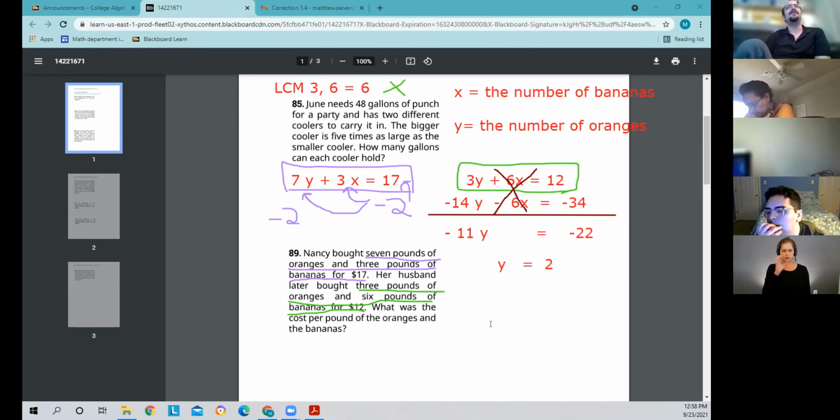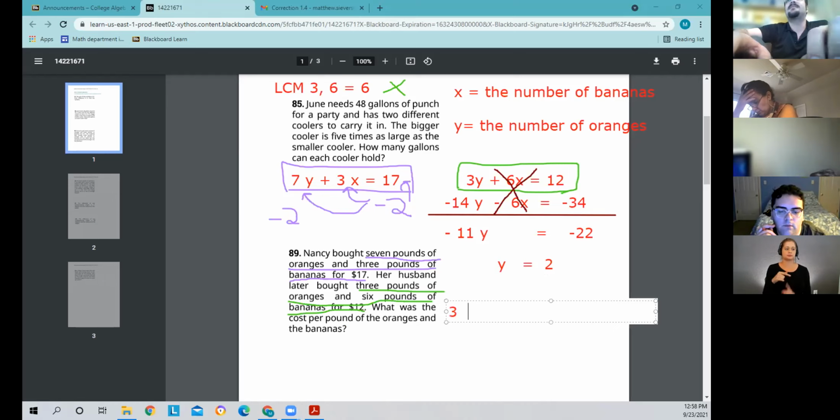All right, so where are we plugging this into? Which one? I did the 3y plus 6x. So 3 instead of my y, now I can plug in a 2, plus 6x is equal to 12.